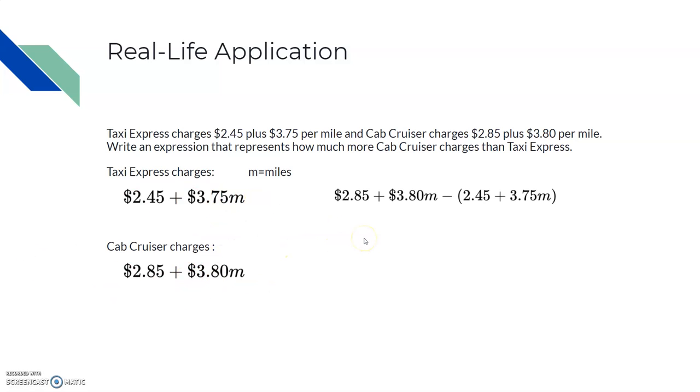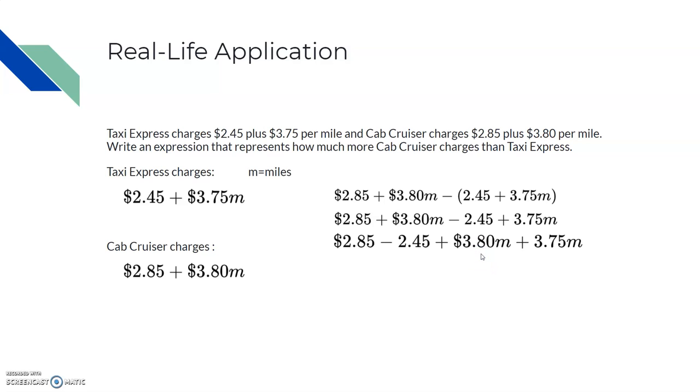And now we're going to combine those two. We already know that Cab Cruiser charges more, so that goes at the beginning of the expression, minus, because we're finding out how much more it costs by subtracting, ($2.45 + $3.75m). And now we just take apart the parentheses. And now we're going to combine the like terms. $2.85 minus $2.45 plus $3.80m minus $3.75m. Now we're going to simplify it. $0.40 plus 0.05m. It doesn't really matter where the m goes. I just put it in front.